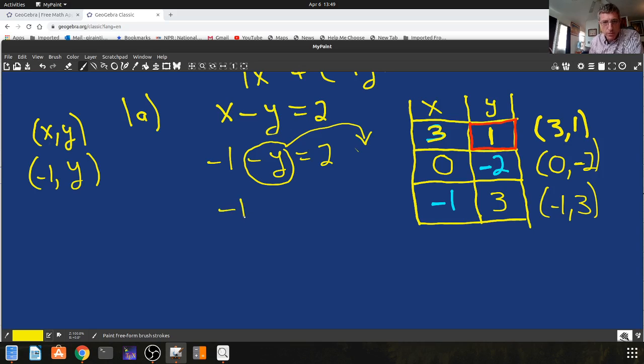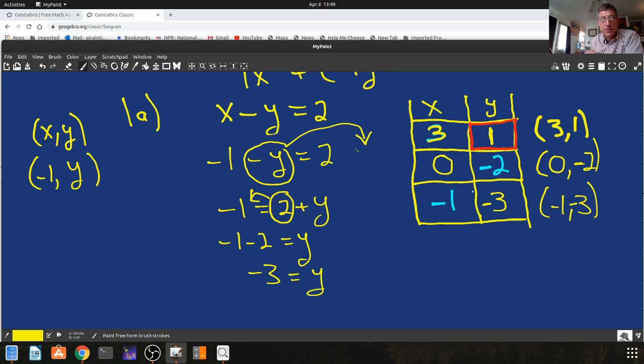So that gives me minus 1 is equal to 2 plus y. And now I'm going to move my 2 over to here, and it becomes minus. So I get minus 3 is equal to y. So that needs to be a minus there, and we actually just discovered it on the graph. So here is the thing. What we just learned is we can visually check our solution.